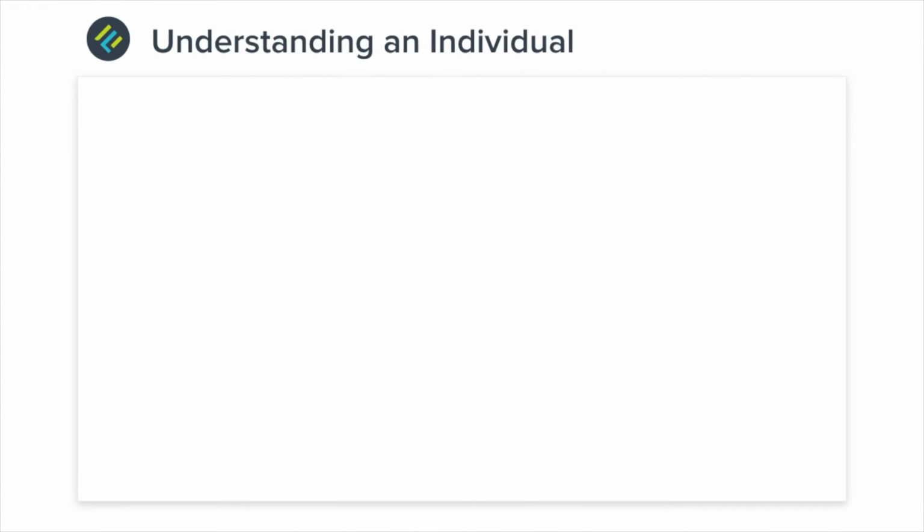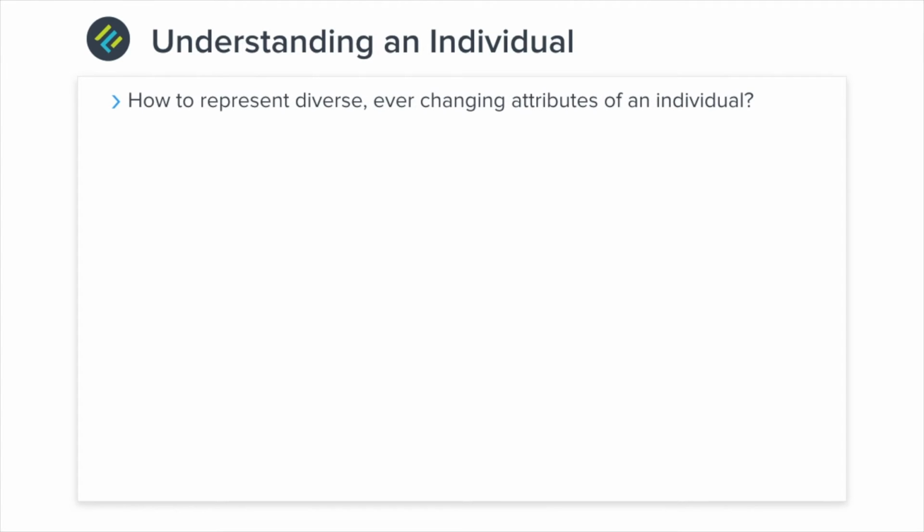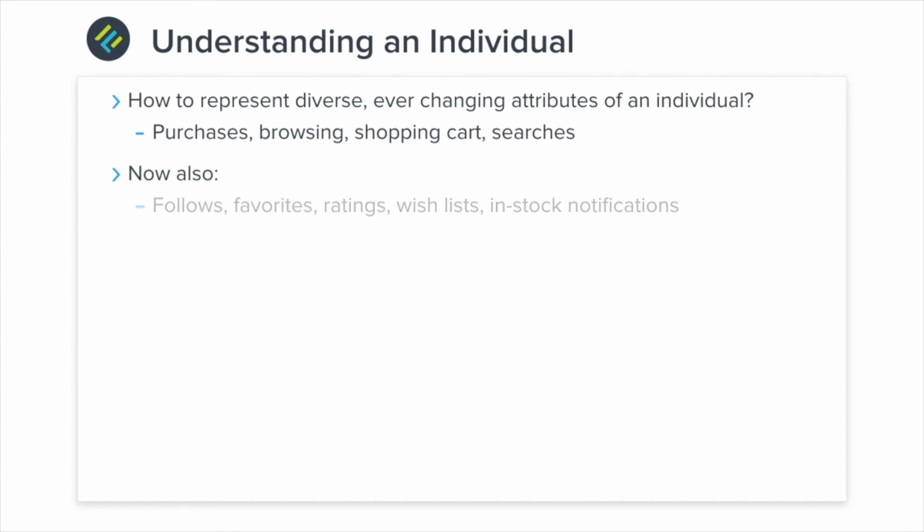So if we want to try to understand an individual, what do we need to do? How do you represent the diverse and ever-changing attributes of an individual? You can look at their purchases, their browsing habits and history, shopping cart behavior. Maybe they've added some things that they haven't purchased, searches they've made on site. Certainly these are important first-party types of information, and you can gain a lot of information from them. But now you also have new types that are emerging from retailers' and brands' attempts to engage their customers more deeply and over time.